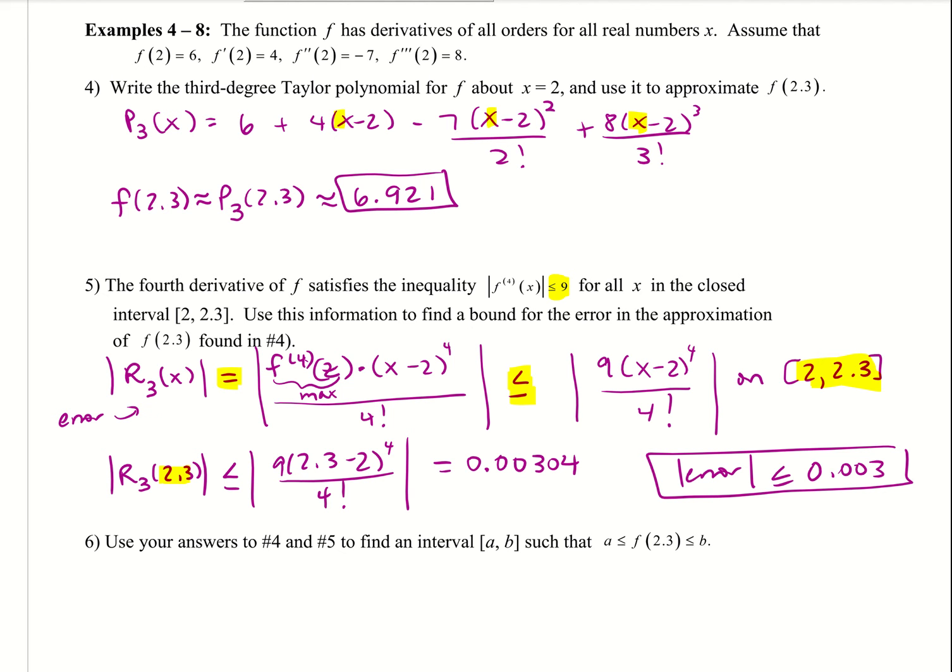I want to use my answers from number 4 and 5 to find an interval. So a bound is different than an interval. When we talk about the error bound, we're talking about what is the max error, which is what we just did in number 5. But when we're talking about an interval, we want a high and low value, a range of values.